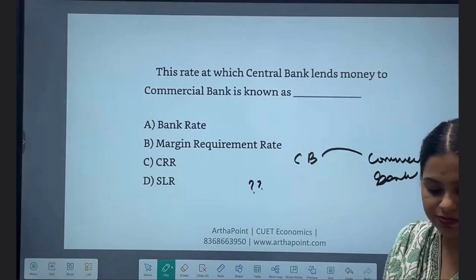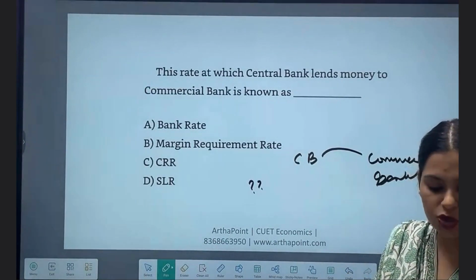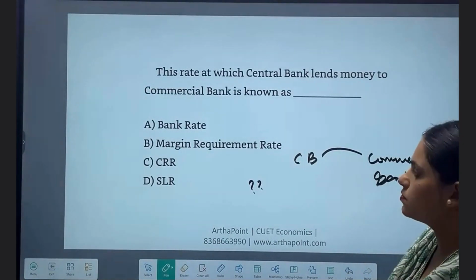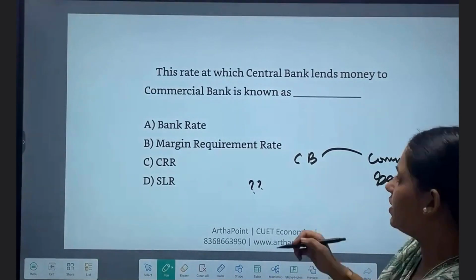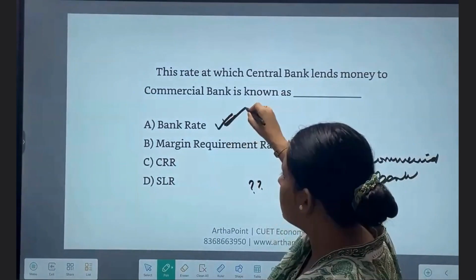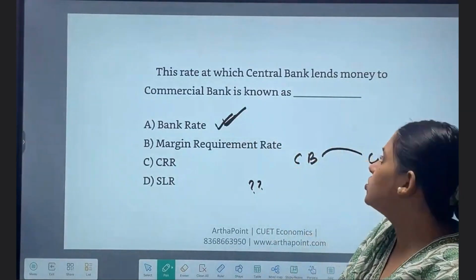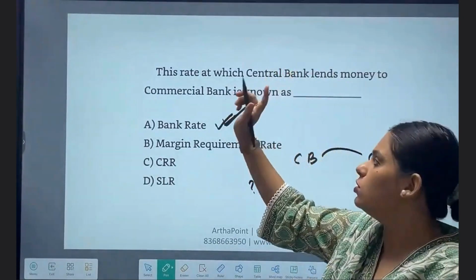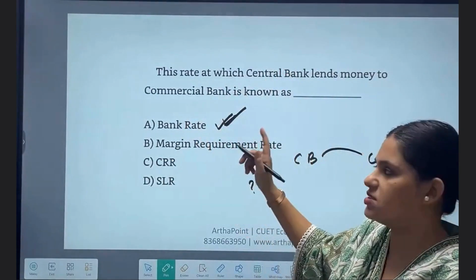Okay, good. A. What about others? What should be the answer to this question? A, correct. So we have just now studied that the rate at which central bank gives loan to commercial bank is called the bank rate.